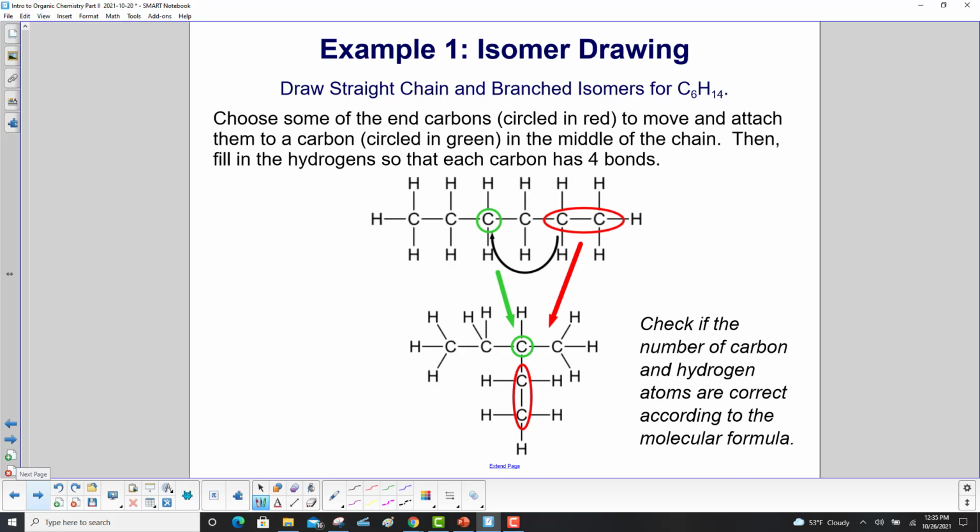For the branched isomer, let's choose some of the carbons, which have been circled in red here, and we'll move them. We'll attach them to one of the carbons, this carbon here, the third from the left, which is over here, and here are the 2 carbons and their hydrogen atoms. We move them along. Make sure you check that the number of carbon and hydrogen atoms are correct according to both the molecular formula and that every carbon has 4 bonds.